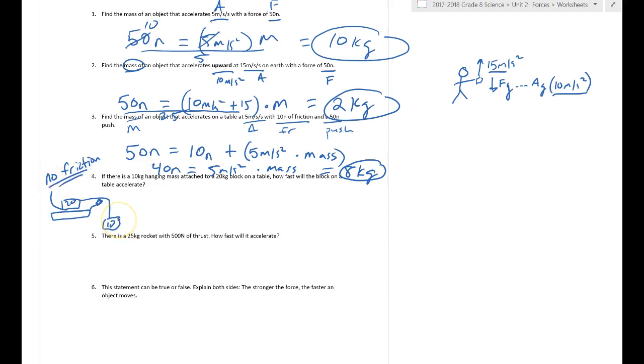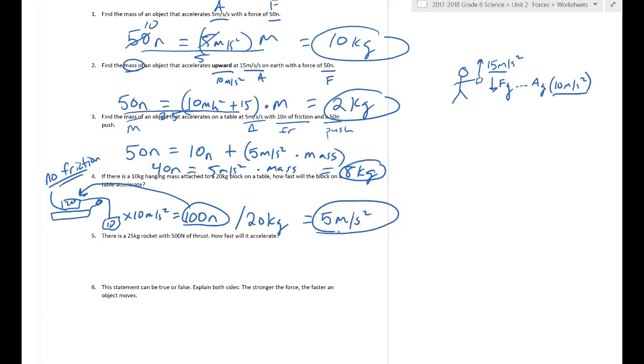So this 10 kilogram hanging mass will accelerate downwards due to gravity at 10 meters per second squared, which is a total of 100 newtons of force. If there's 100 newtons of force acting on this 20 kilogram object, 100 newtons divided by 20 kilograms, the 20 kilogram block will accelerate at 5 meters per second squared.